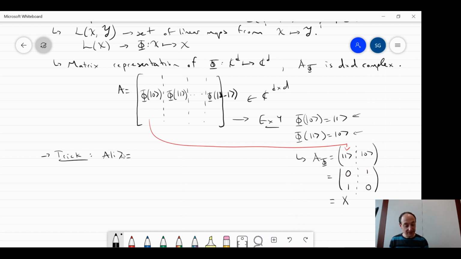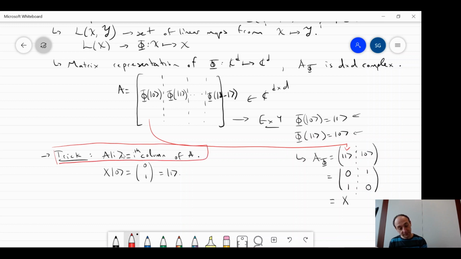So A times ket i is nothing other than the ith column of A. Okay, so just keep this in mind. It just rips out literally the ith column. So for example, if I did X of ket 0, where I just defined X in the bottom right, this will pull out the first column, which in this case will be 0, 1. And it is nothing other than this one. Okay, so always keep this trick in mind. It will save you a lot of time. You don't have to multiply anything out to figure that out.